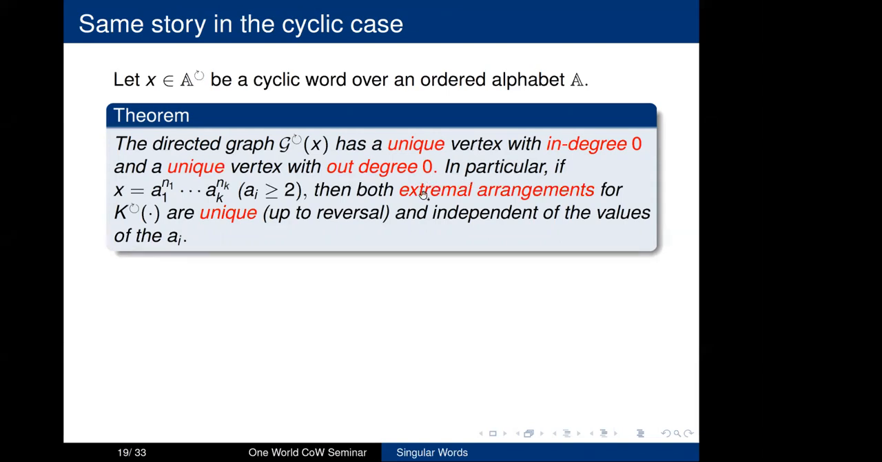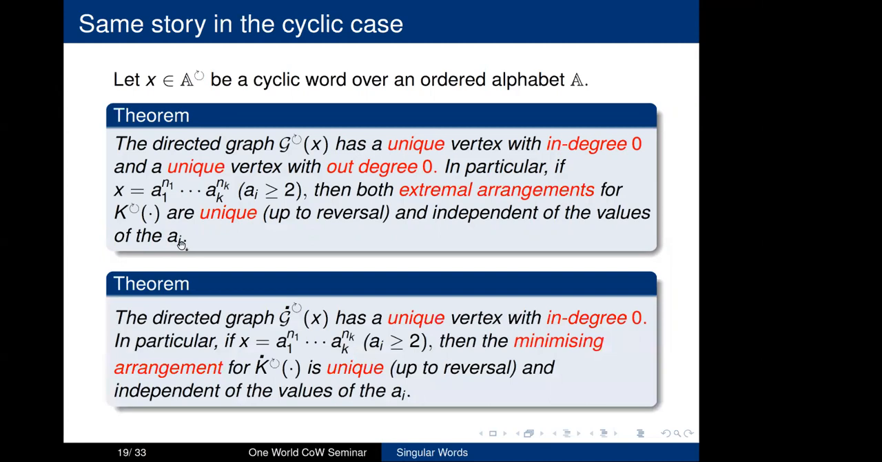And so in particular, the extremal arrangements for the circular version of K are unique up to reversal and independent of the values of the a_i. In contrast, if you use the regular lexicographic order and you get this directed graph, then all you can say is that it has a unique vertex with in-degree 0, but there may be many with out-degree 0.